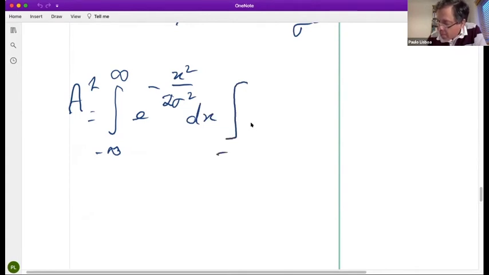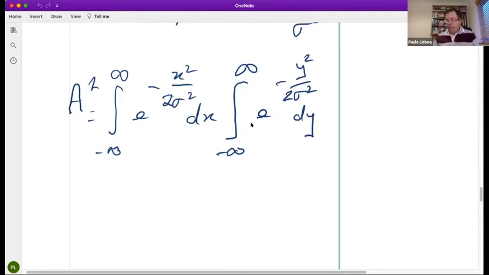I'm going to use a different variable. I'm going to call it y. And you'll see why in a moment, if you don't mind the pun. Now, instead of having one difficult integral, I've got two difficult integrals multiplied together. So why on earth would I want to do that? Well, there's a really good reason why you want to do that.